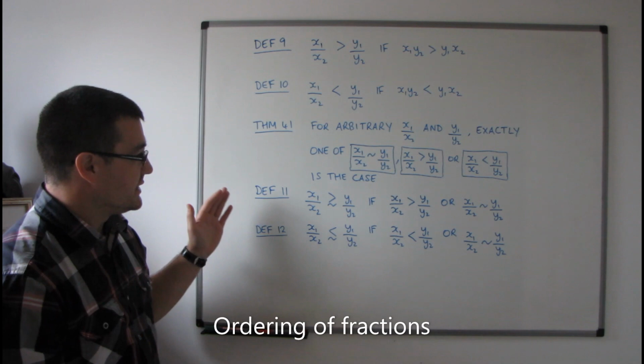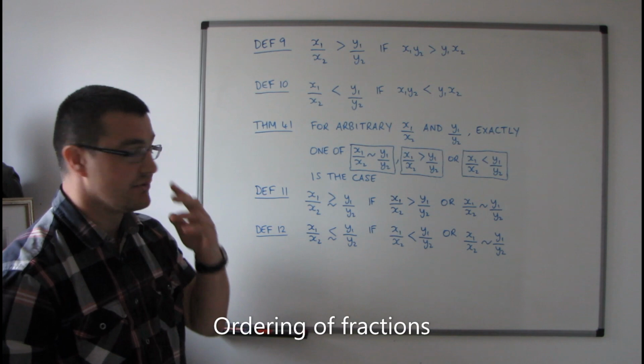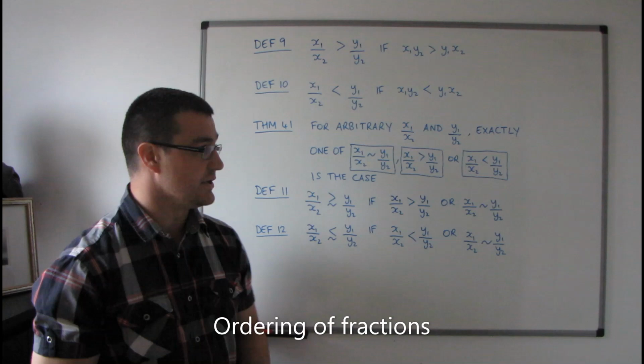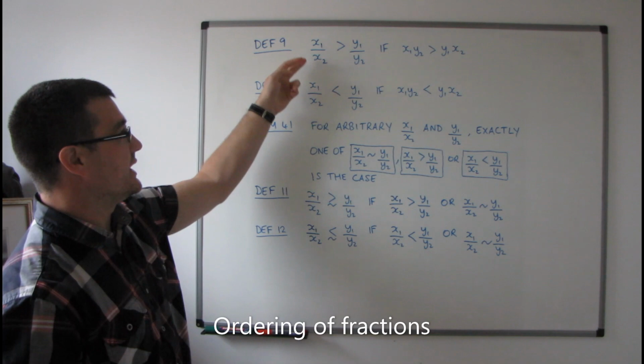Definition 11, there's really nothing much for me to say regarding this section. The theorems are really, really trivial almost. So for example, we've got here definition 9. X1 over x2 is greater than y1 over y2.